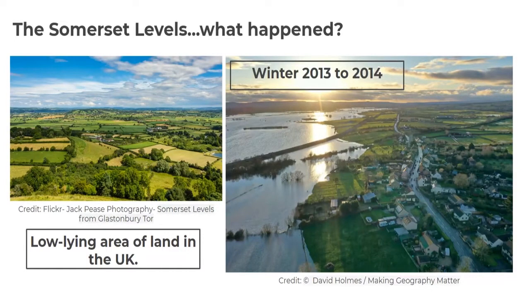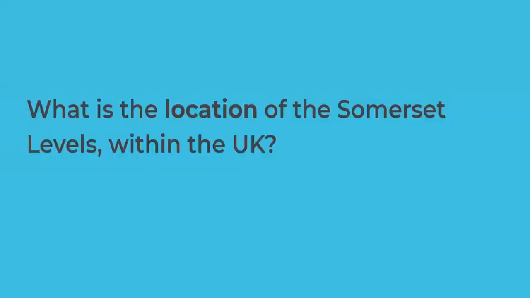The event that we will consider in our lesson is one which led to significant flooding of the Somerset Levels. The Somerset Levels is a low-lying area of land in the UK, as seen in the first photo. However, during the winter of 2013 to 2014, much of the area was underwater, as you can see in the second image. So why is this and what happened? We first need to locate the Somerset Levels within the UK before finding out what caused the flood event and how this linked to an extreme weather event.